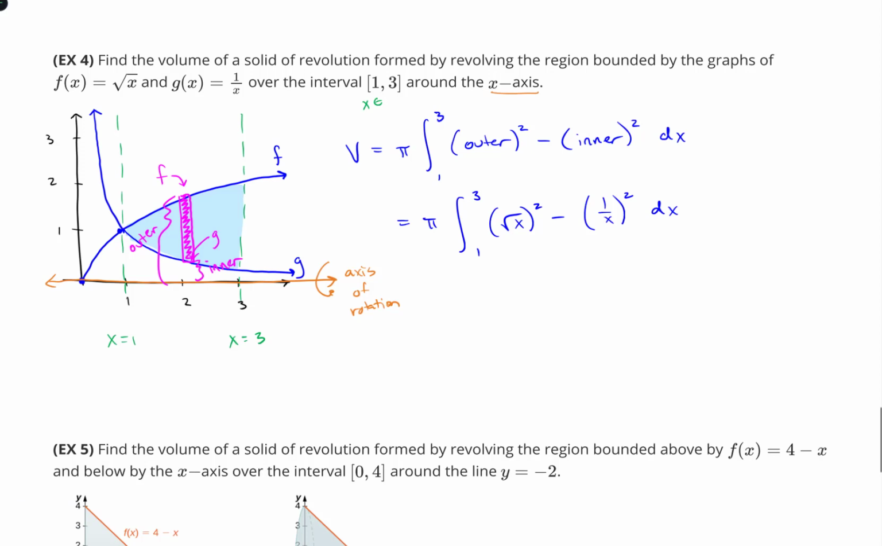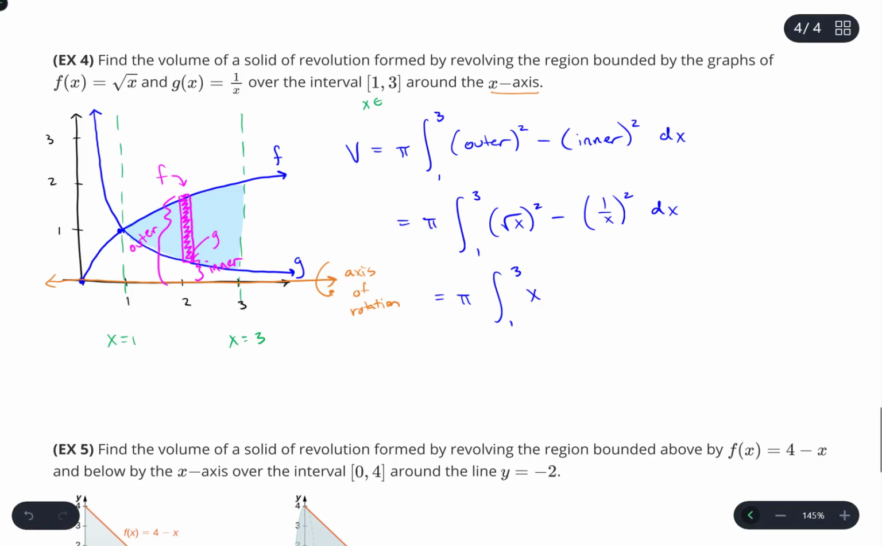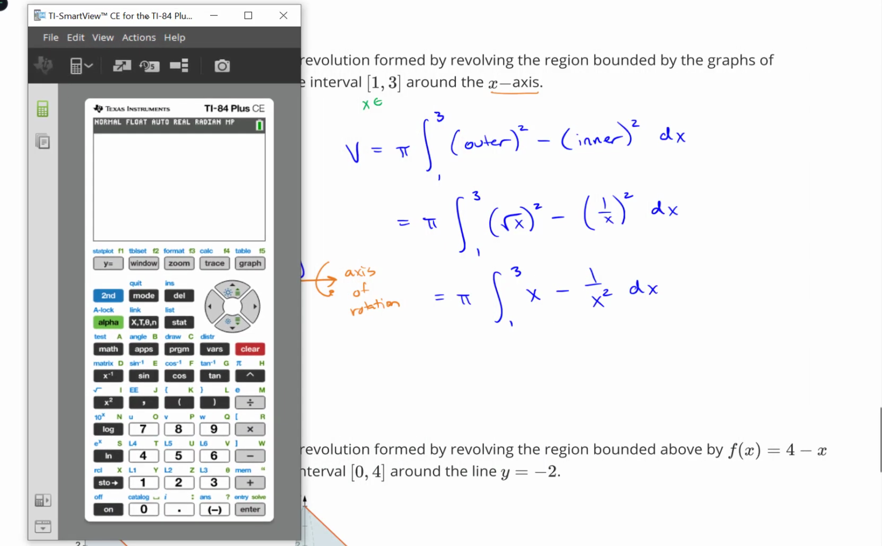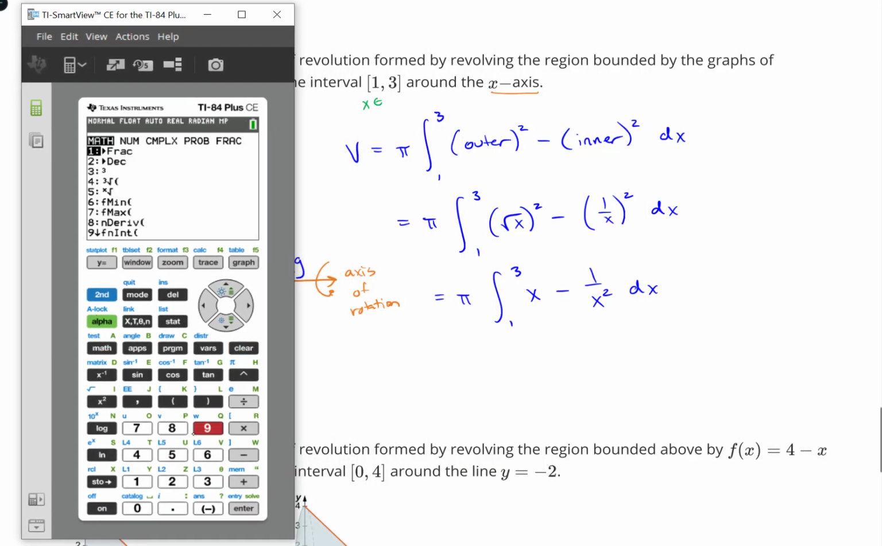And I am still going to use f in int, but I think I'm going to do just a little bit of simplification before I jump into that. And we'll make this square root of x squared becomes just x, and this would be 1 over x squared, just to make it easier to type into the calculator. All right, so math 9, this is the integral from 1 to 3 of x minus 1 divided by x squared.